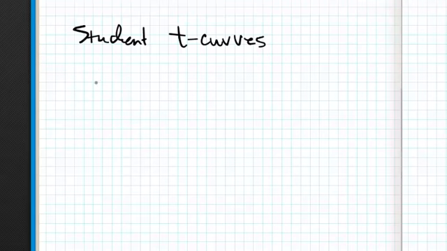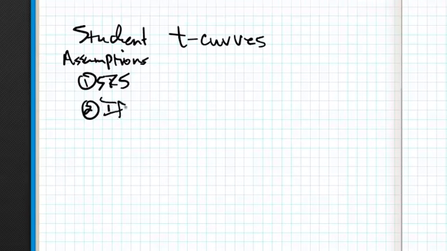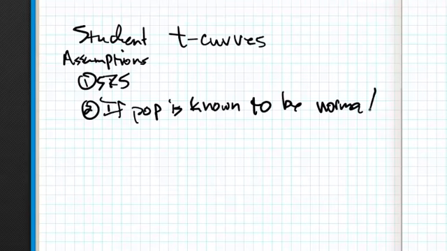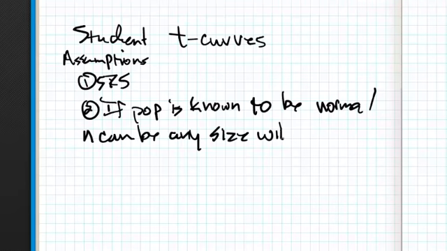Now, remember how this worked. Let's talk about our assumptions. It's always good to talk about our assumptions. All right, first things first. So one, your data is randomized when it's collected. So one, simple random sample. Number two, if the population is known to be normal, n can be any size with degrees of freedom equal to n minus 1.